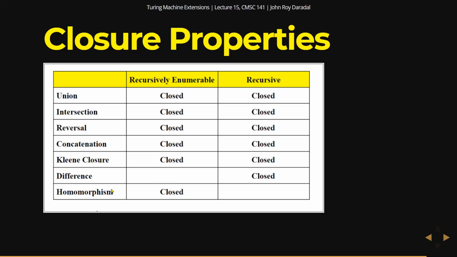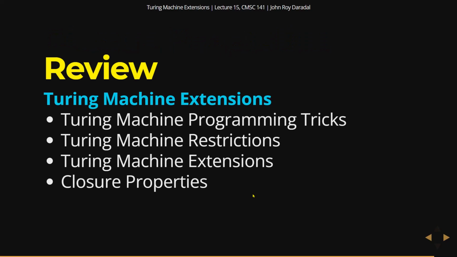And then for homomorphism, we can just guess the mapping, the map string. So that's why we could do this for recursively enumerable. But for recursive, we can't guess it correctly. If we have to try all possibilities, there's an infinite number of mappings, so we can't do that. So it's not closed under recursive languages. Okay? So that's closure properties. And that's it for this video.